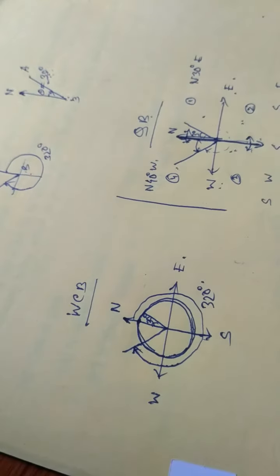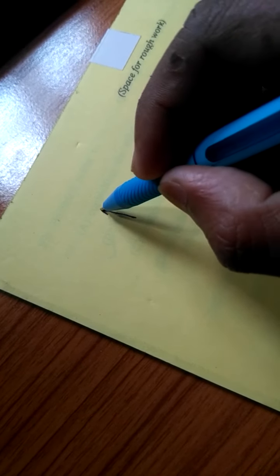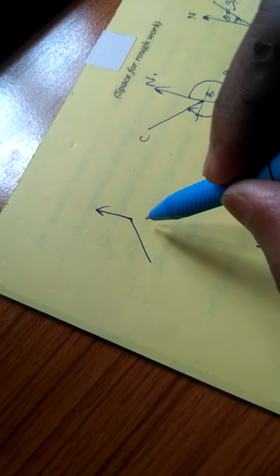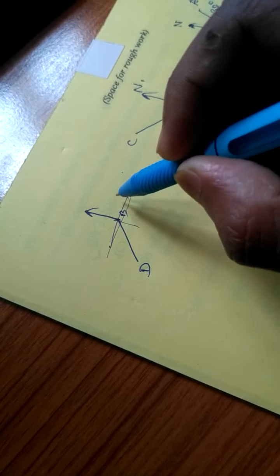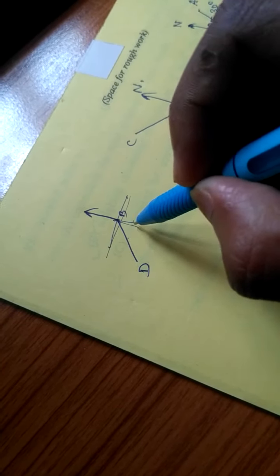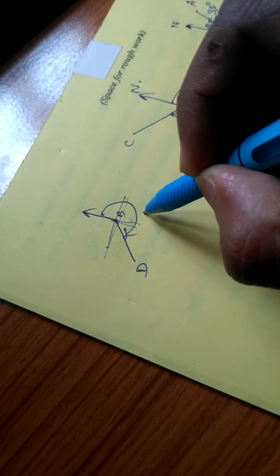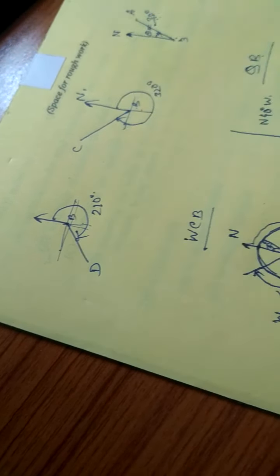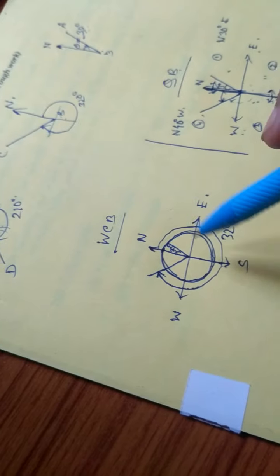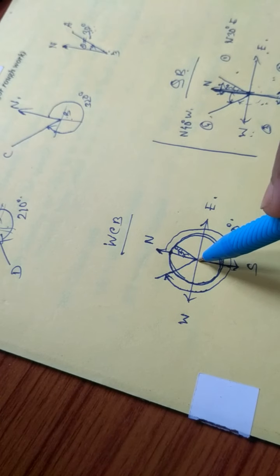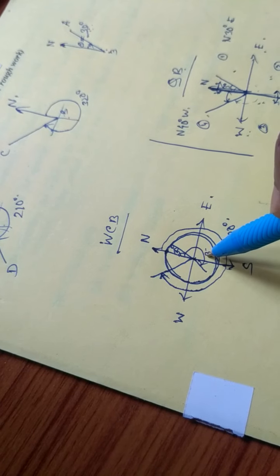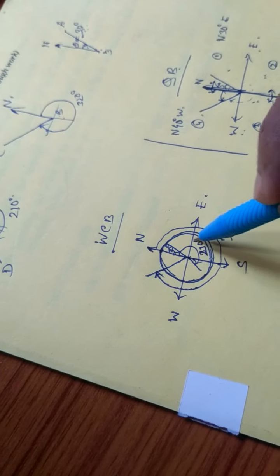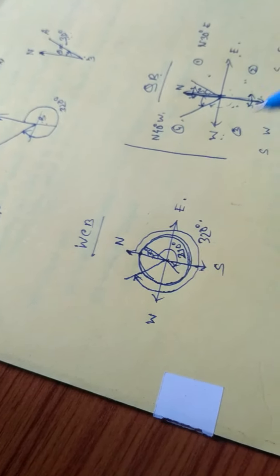Okay. Now take another example. Suppose this BD line. So 180, suppose 210 degree. Suppose this 210 degree in case of whole circle bearing, it just falls like this. So it will be your 210 degree whole circle bearing.